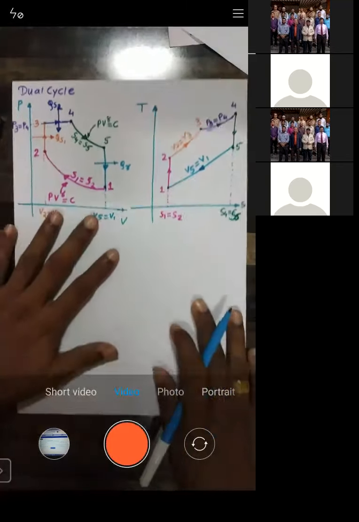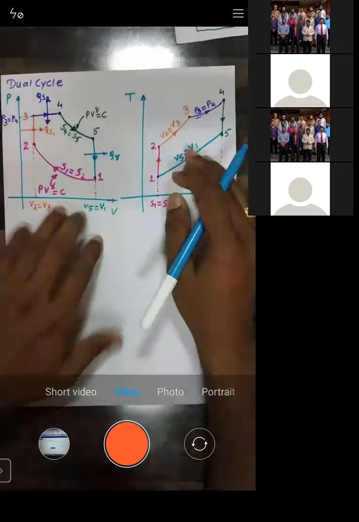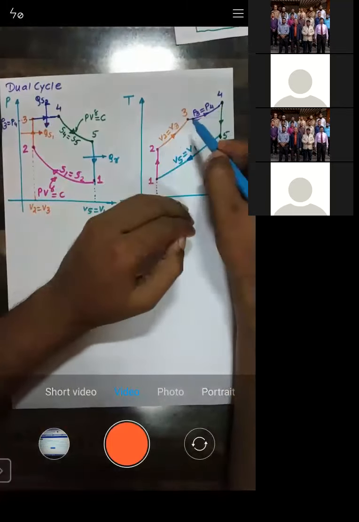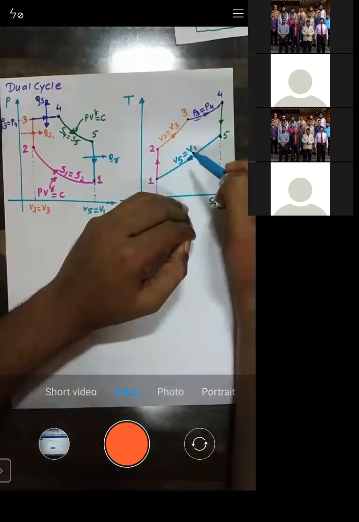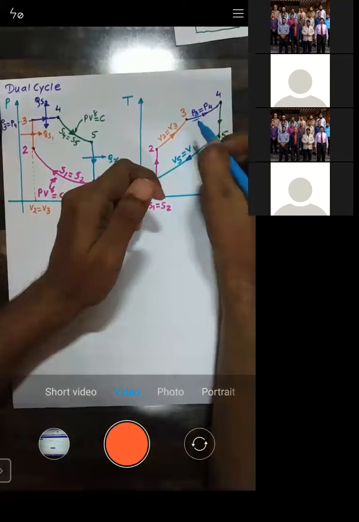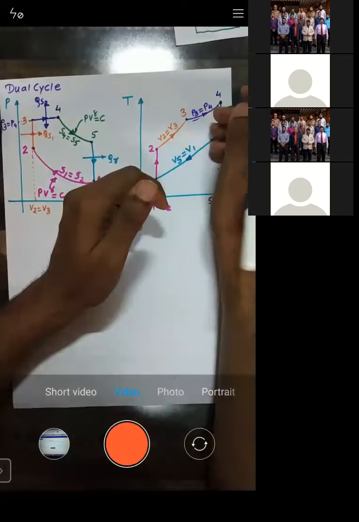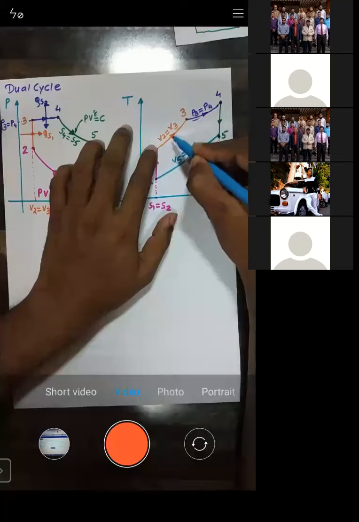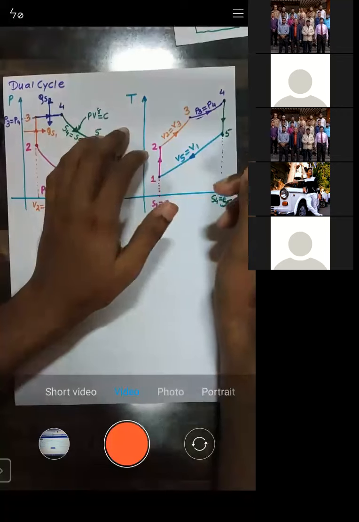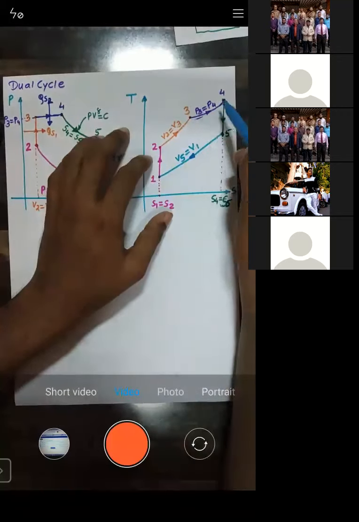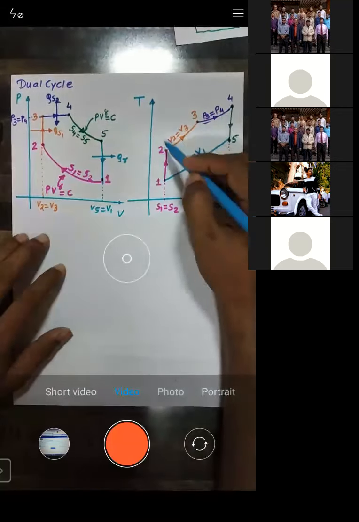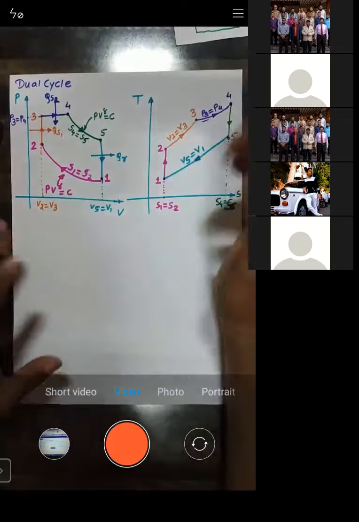Now when we see this diagram clearly, you might have observed that the constant volume lines are more inclined as compared to the constant pressure lines. The constant pressure lines have somewhat less slope. When we compare them, the constant volume lines are said to be more inclined.